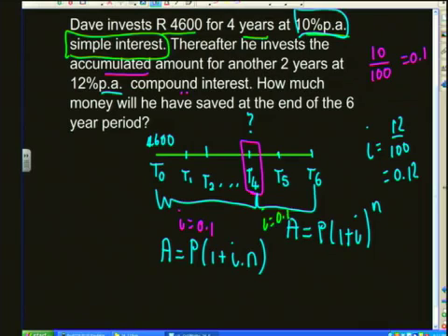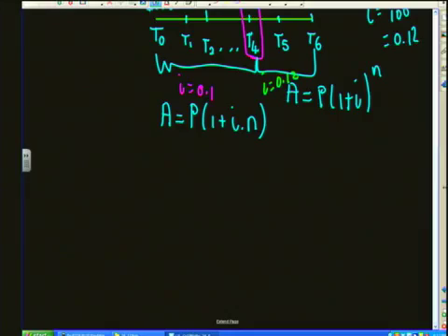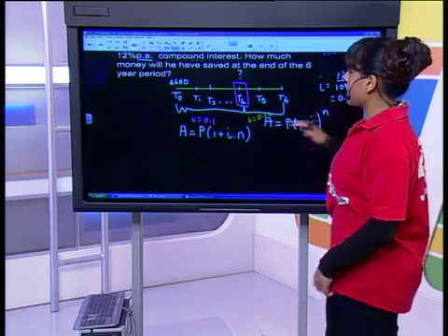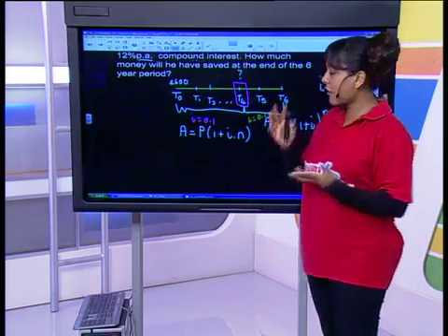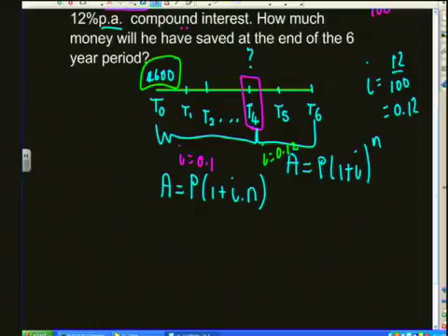So your interest rate here is 0.12. Once you've summarized everything into this timeline, guys, it's actually very easy to decide what you need to do from your timeline. You can see that he put that amount in, 4,600 Rand. That is then worked on by simple interest for a 4-year period. At time 4, whatever accumulated amount is in that account is then invested for a further 2 years, and that is then at a compound interest of 12%. So let's write all of this down into a solution.